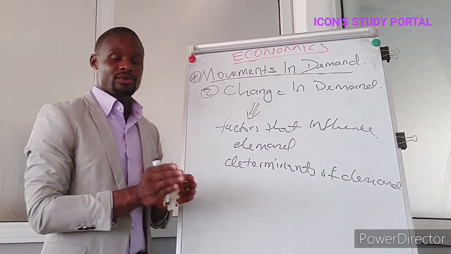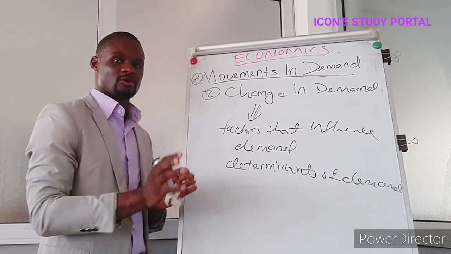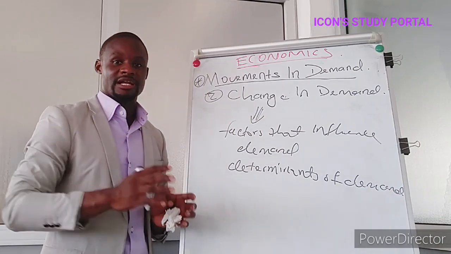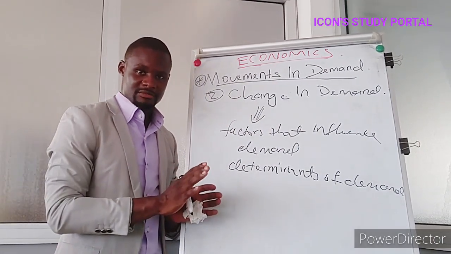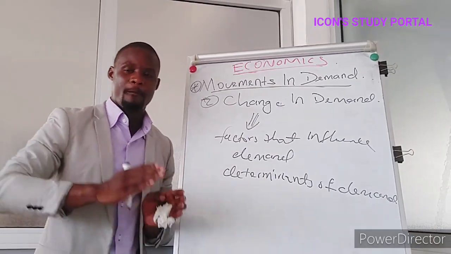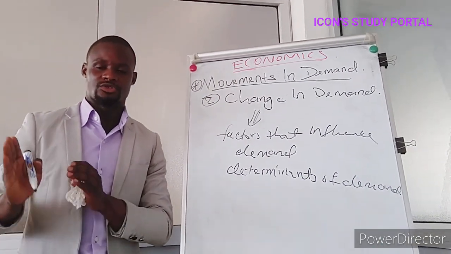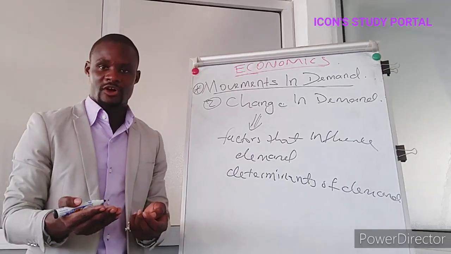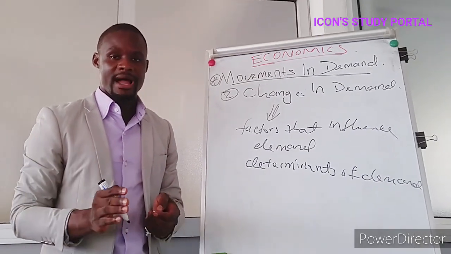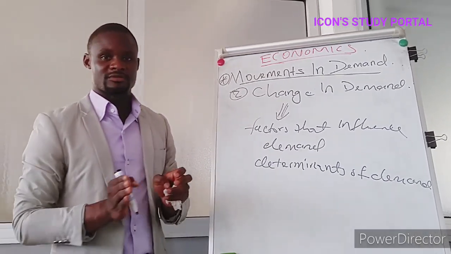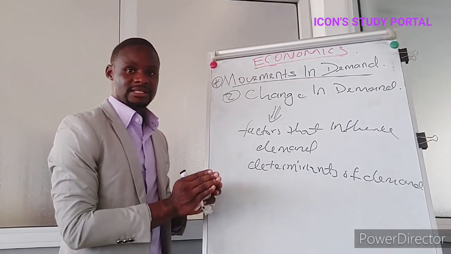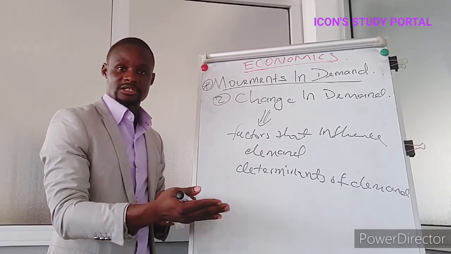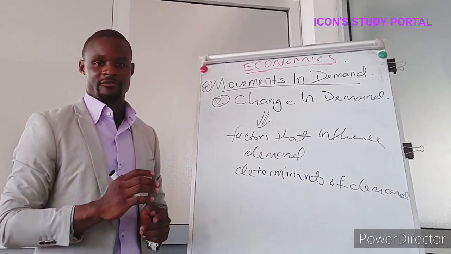Okay, so while we have an extension and a contraction in demand, which is a change in quantity demanded, for a change in demand we have an increase or a decrease in demand. An increase in demand is a complete shift of the demand curve to the right, which is caused by the favorable conditions of the factors that determine demand, while a complete shift of the demand curve to the left is a decrease in demand, which is caused by unfavorable conditions that influence or determine the demand for a commodity.